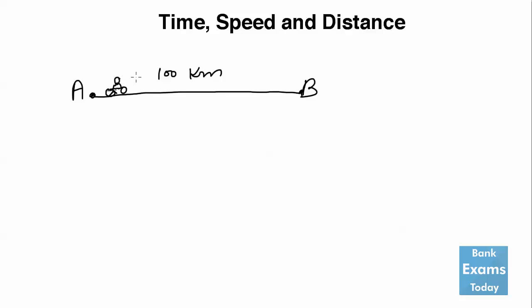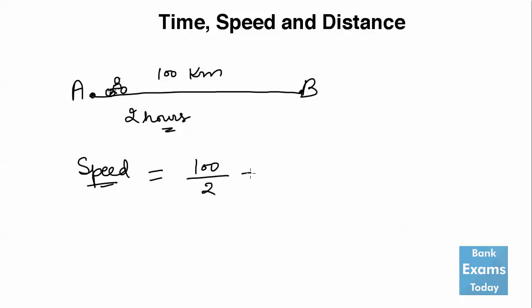So it took me 2 hours to complete this journey. What is my speed during the journey? I'm assuming here that my speed was constant during the whole journey. So what's my speed? My speed would be 100 kilometers divided by 2 hours, which is equal to 50 kilometers per hour.